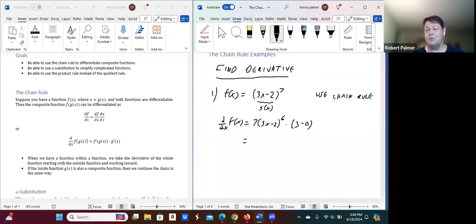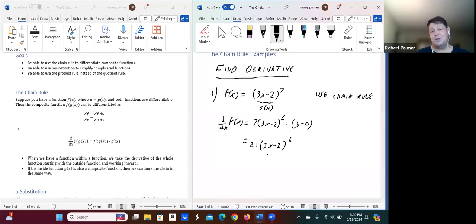Of course, 3 minus 0 is just 3. We can simplify this, make it look better. It's going to be 3 times 7, or 21, times 3x minus 2 to the 6th. Okay, so that's our derivative using the chain rule. And that's the same thing.